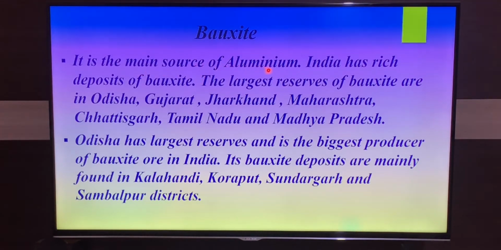The main source of aluminium is bauxite, and India has a rich deposit of bauxite. The largest reserves of bauxite are in Odisha, Gujarat, Jharkhand, Maharashtra, Chhattisgarh, Tamil Nadu and Madhya Pradesh. Odisha has the largest reserves and it is the biggest producer of bauxite ore in India. They are also found in different districts in Odisha: Kalahandi, Koraput, Sambalpur.